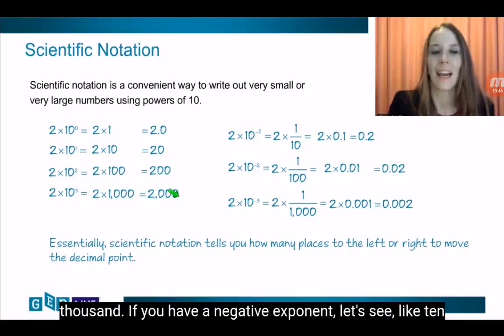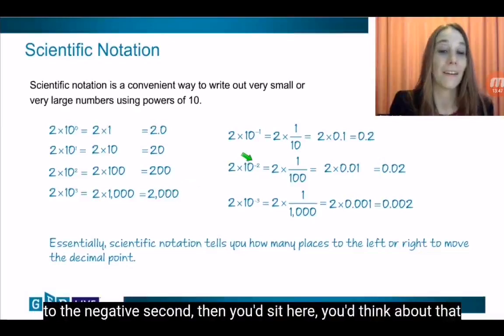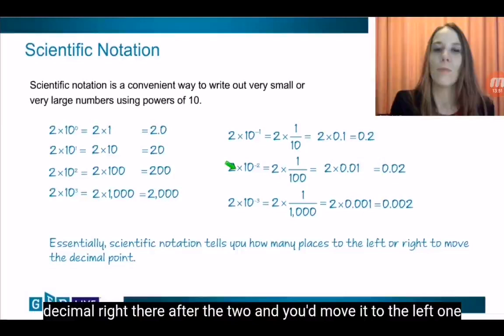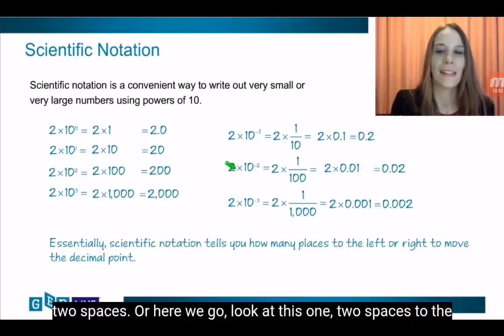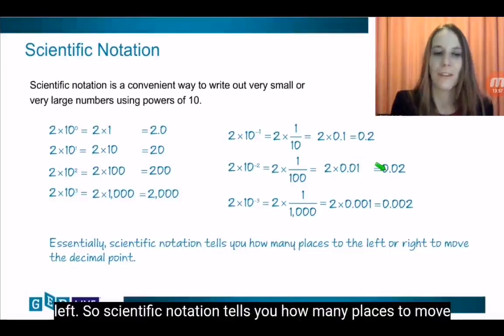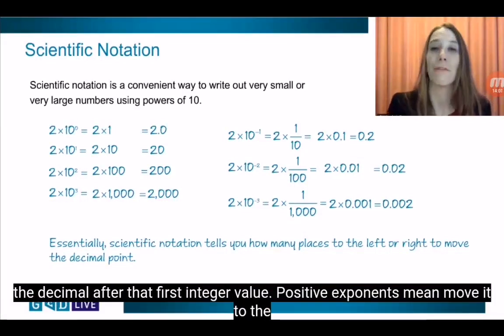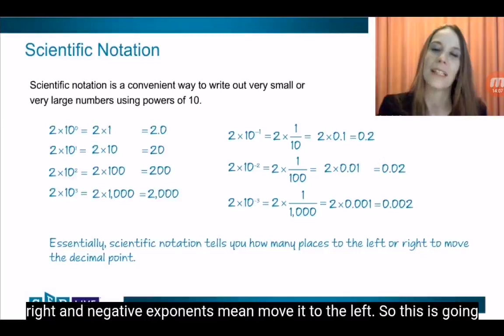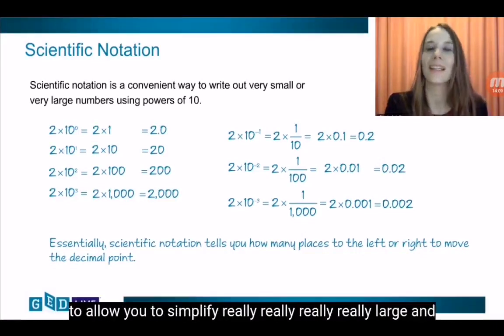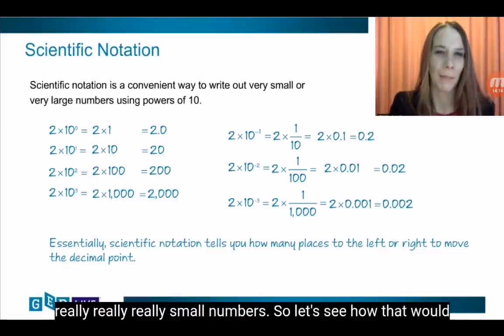If you have a negative exponent, like 10 to the negative 2nd, then you'd think about that decimal right there after the 2, and you'd move it to the left 1, 2 spaces. So scientific notation tells you how many places to move the decimal after that first integer value. Positive exponents mean move it to the right, and negative exponents mean move it to the left. This is going to allow you to simplify really large and really small numbers.